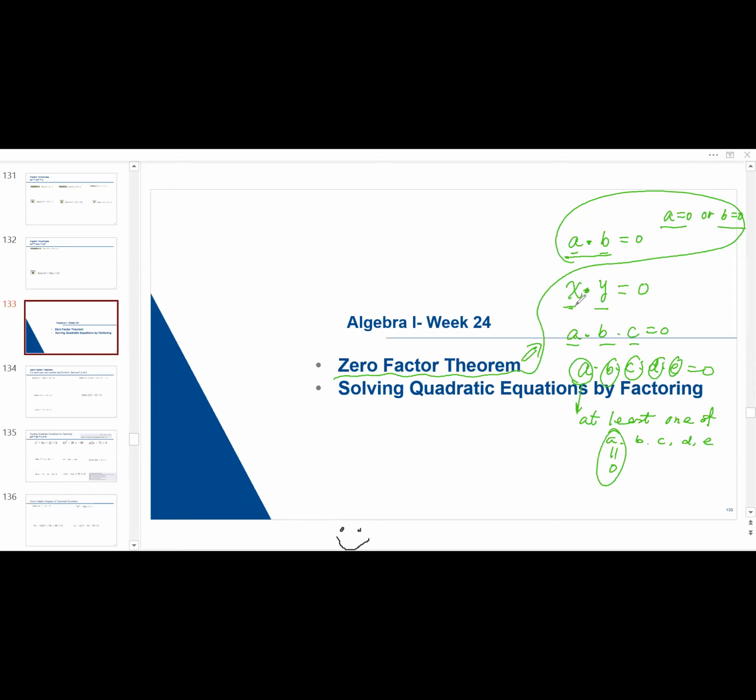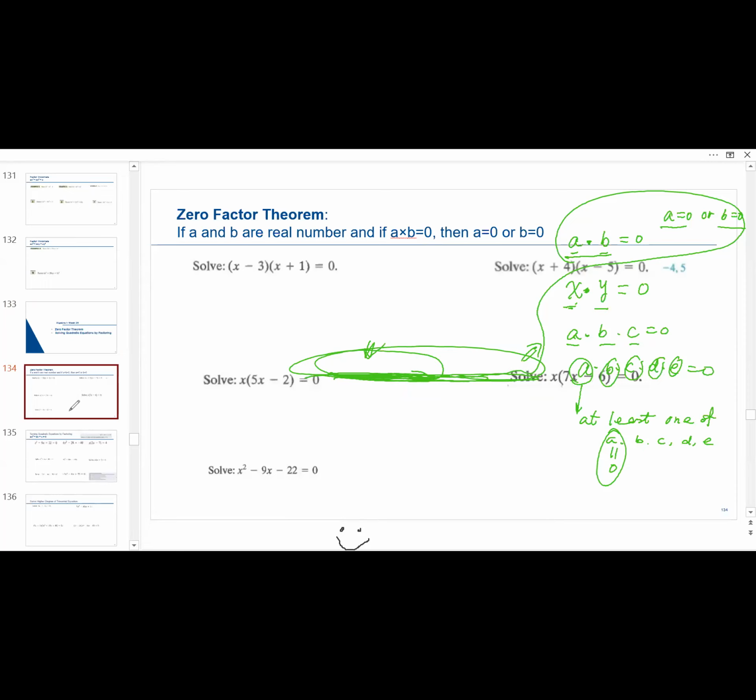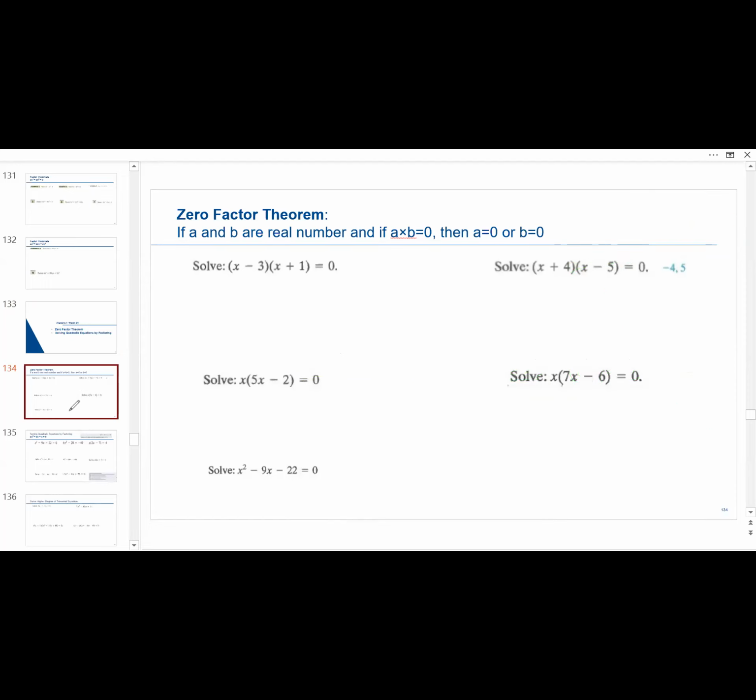Yes. If you multiply numbers together and they equal 0, at least one of them needs to be 0. Just one of the factors needs to be 0. Let's call it the zero factor theorem. So let's move on to some specific situations. Keep this in your mind.